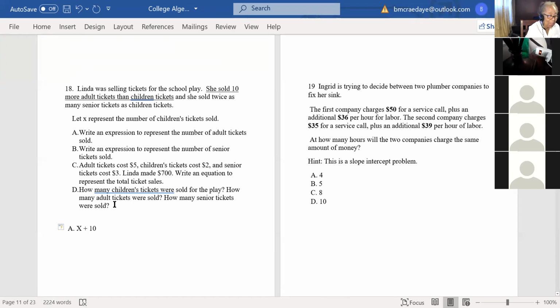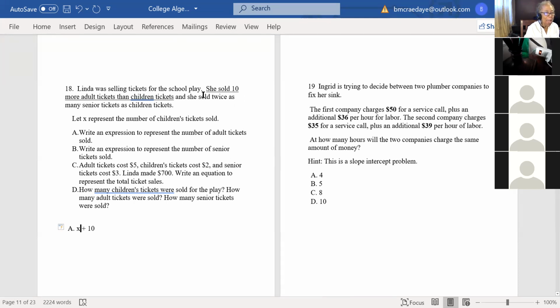So you got that one. That's all you had to write there. Write an expression to represent the number of adult tickets sold. She sold 10 more, which means adding. The children's tickets are represented by X, so X plus 10 would be answer A. Got it?